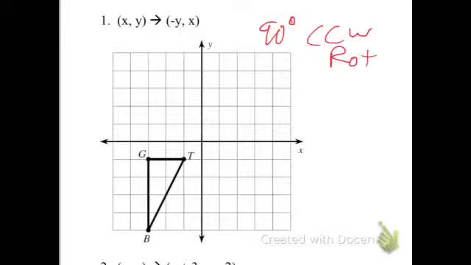So this one actually is going to put it right there. Oops. Yeah. Makes it 1, -1 instead of -1, -1. So there's my T prime, and G prime is right there, and B prime is going to be over here, because when you do the transformation, you get the new spots here.